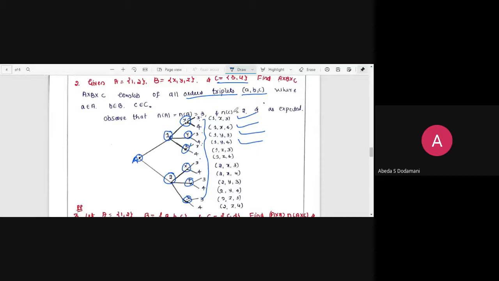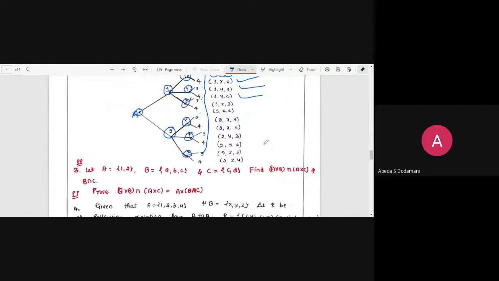If you have two elements, it is just an ordered pair. When you have three, it is called an ordered triplet, where every first element comes from A, the second element comes from B, and the third element comes from C. Are you understanding the diagram, guys? How we got this? Yes, ma'am. Like this, you can take different examples and try with a tree diagram.